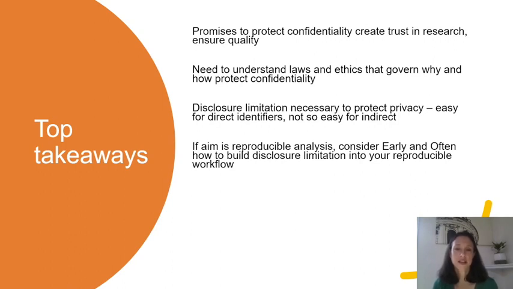Disclosure limitation is necessary to protect privacy. This is something that is easy to do for direct identifiers, but it is not so easy or obvious to do for indirect identifiers. That is very context specific, study specific. And if our aim is reproducible analysis, we need to consider early and often how to build disclosure limitation into our reproducible workflows.